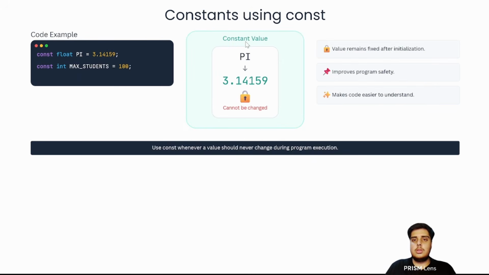Constant using const. const float pi = 3.14. Const is like a lock. Once you lock it, you cannot unlock it. Its value remains fixed, and after initialization you cannot alter it. You cannot change it. It improves program safety and makes code easier to understand. You use const whenever a value should never change during program execution.